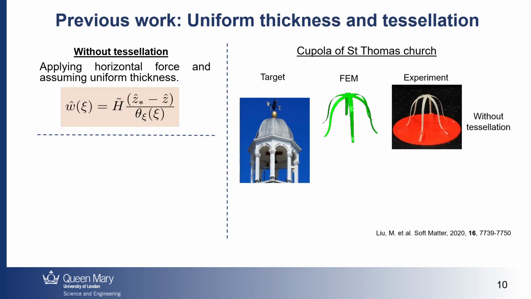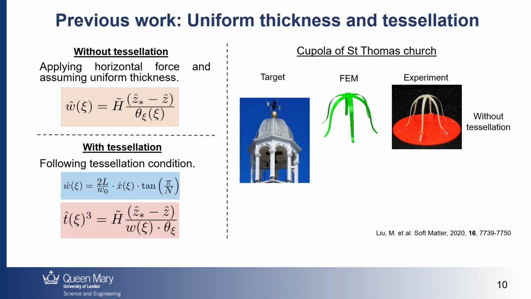Using those equations, we vary the width of our petals, and you can see there are significant gaps between each petal, although the curvature is very close to the target shape. Then we want to relax the boundary conditions, where we ensure the tessellation condition that adjacent petals must match. And then we allow the thickness to be a variable, so the thickness can be changed.